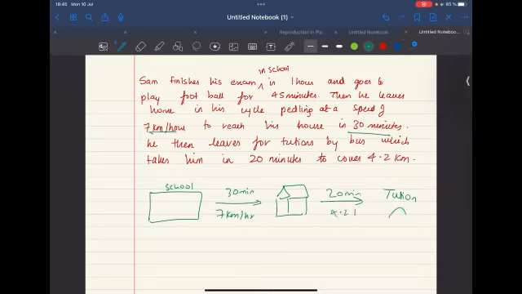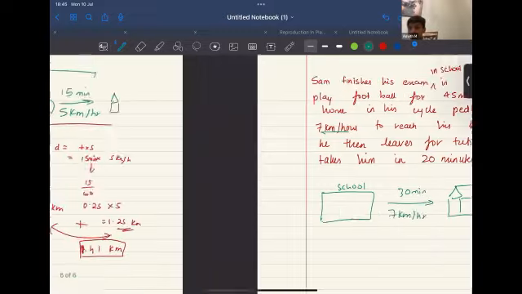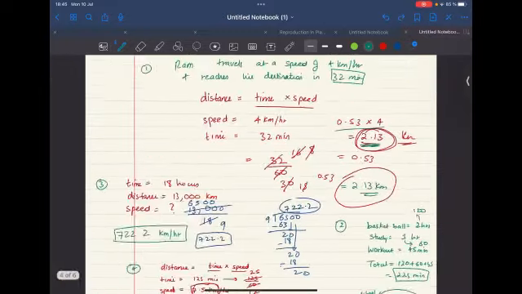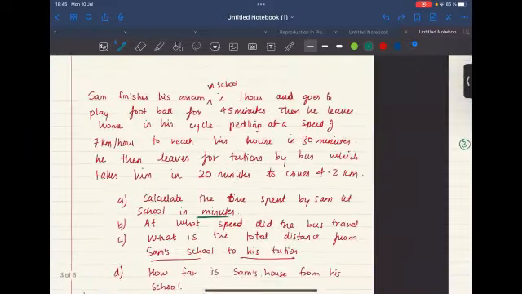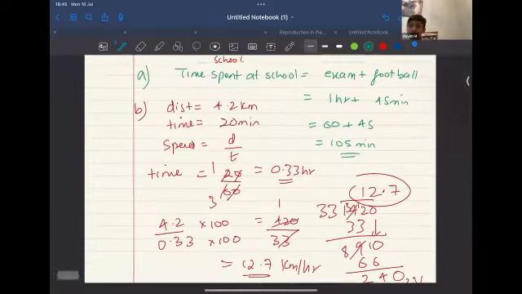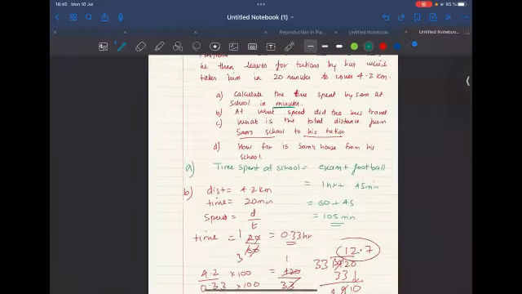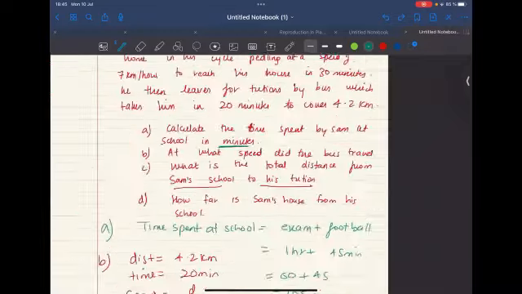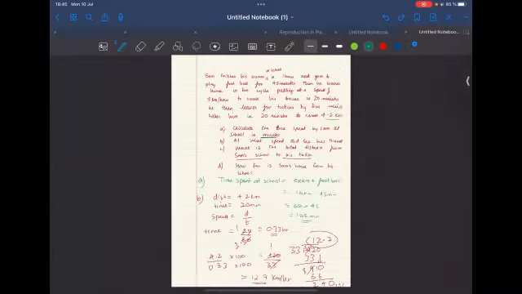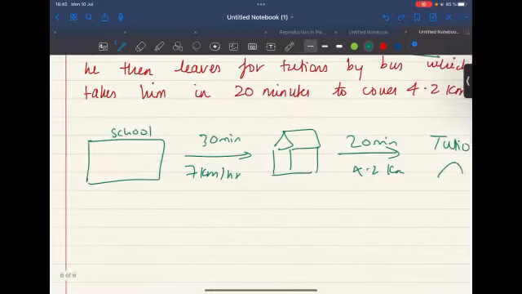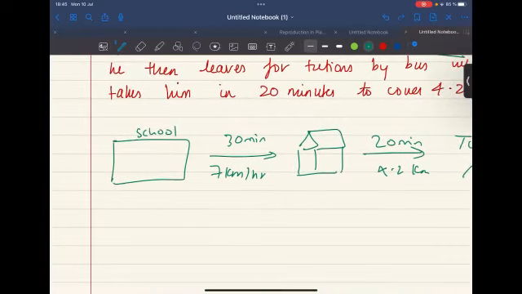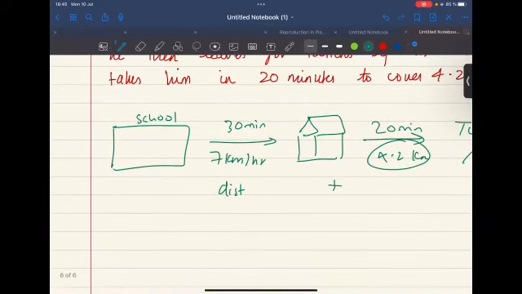But we already know the distance over here. We already found the distance, which is 4.2 kilometers. It is already given in the question. So we need to find the distance over here. So we can add it with 4.2. So we know the distance formula is equals to?